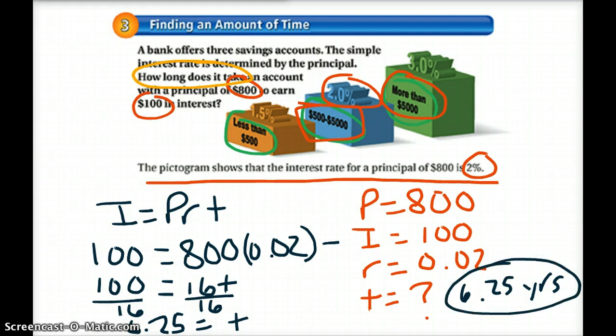So now you've seen 3 examples. I want you to try the 5 problems on the back of your example problems. If you need to go back and watch the video again, definitely do that.